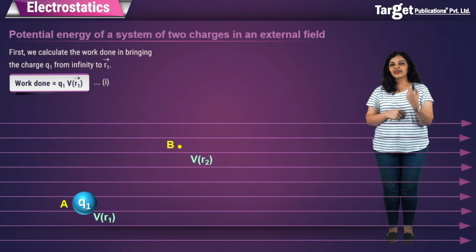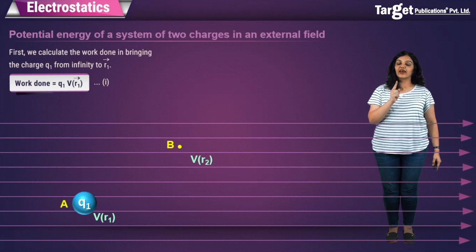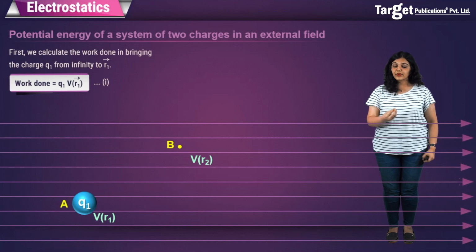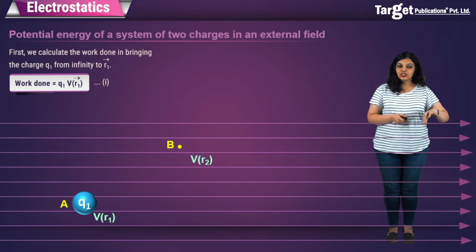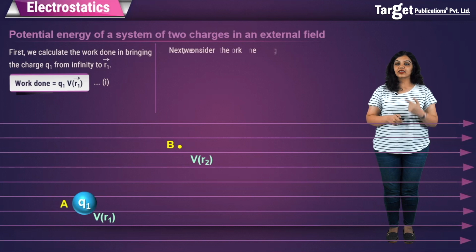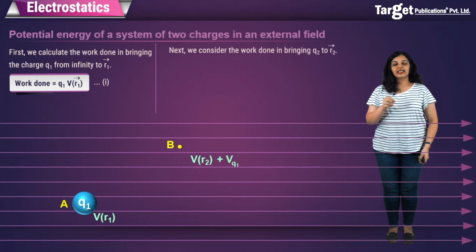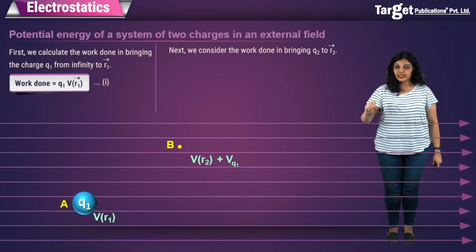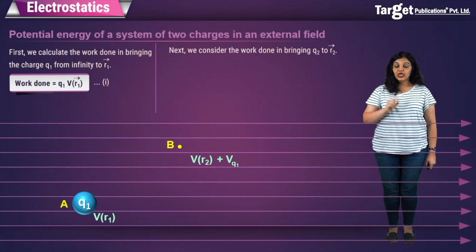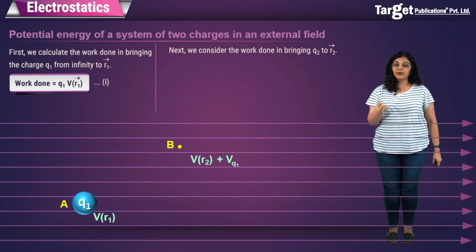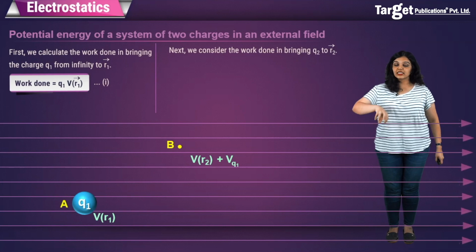Now, when I want to find out the work done in bringing the second charge, first I have to ask, what is the potential at the point B? Point B already had a potential because of that external field, which was V(R2), but now because a new charge has been introduced in its surroundings, there will be an addition to the potential at point B. Let's say it is the potential due to the charge Q1, that is V(Q1). So the total potential at point B is now V(R2), due to the external field which was already present, and V(Q1) which has come because of this new charge Q1 which we placed in its surroundings.